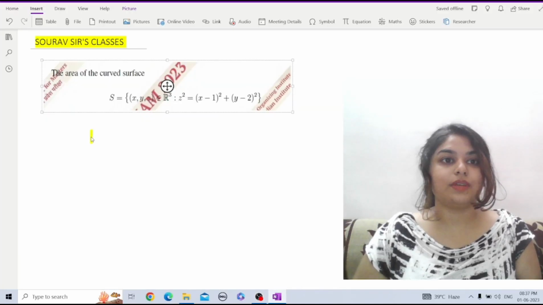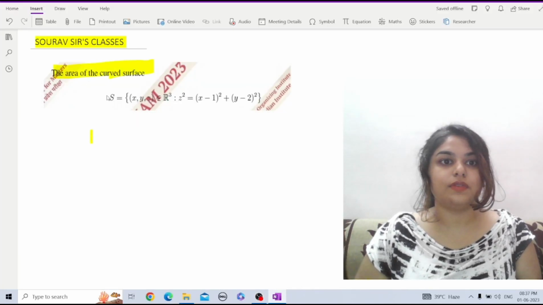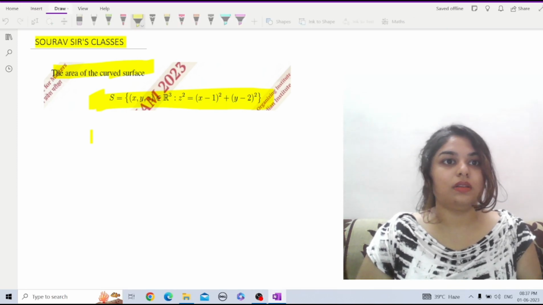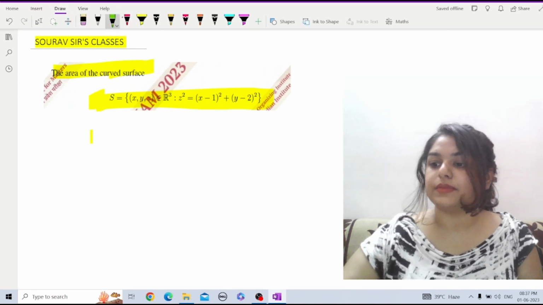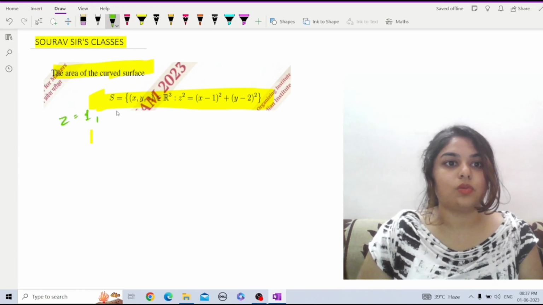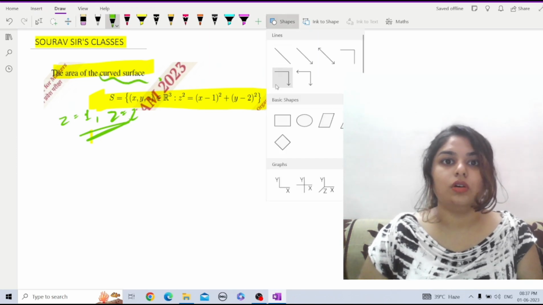So in the next question we have to find the area of the curved surface given by this particular equation, and we are also given the values of z, that is z equals 1 and z equals 2. We have to find the area of the curved surface. So first let us draw it here.